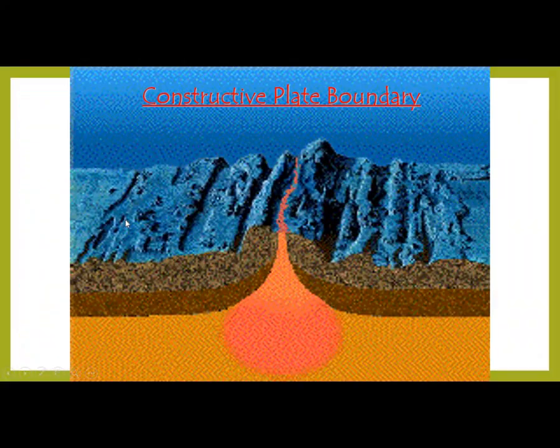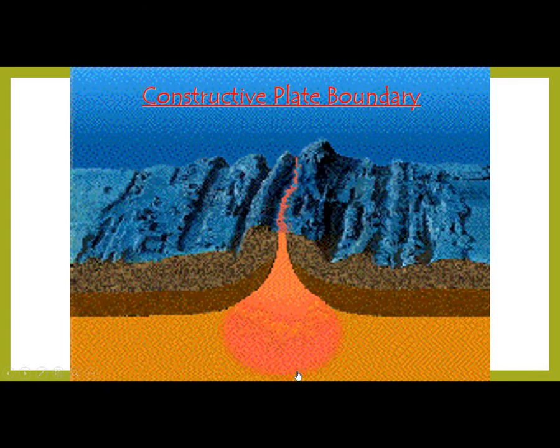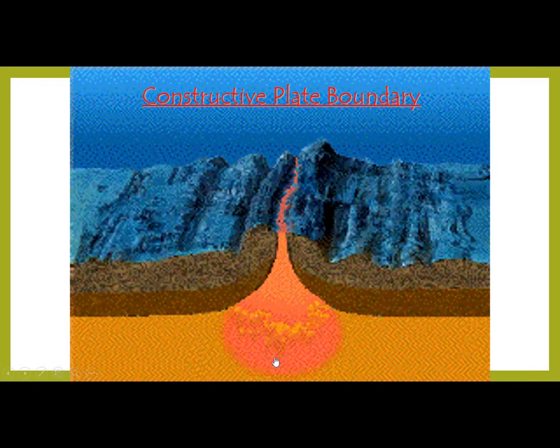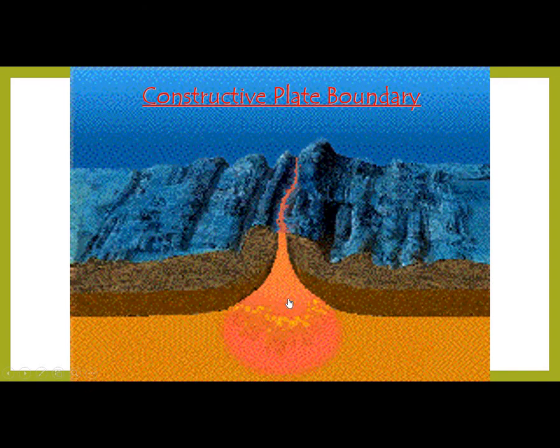So a constructive boundary, this is how it works. This is a very basic animation, but you've got the upwelling here, where convection currents are moving away from each other. It pulls the crust apart and magma rises in the gap. When that boiling hot liquid magma touches freezing cold ocean, it causes it to solidify and create new rock. It creates new crust.